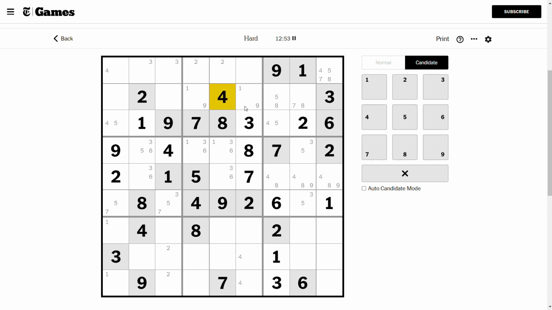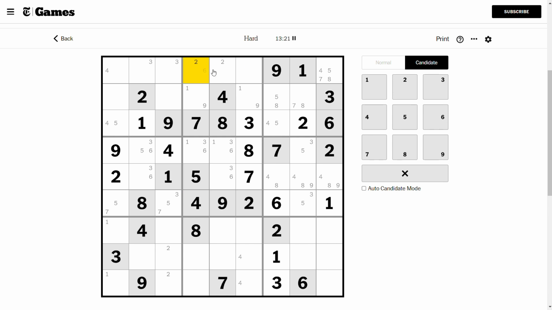Because in block 2, both 1 and 9 still need to go somewhere, and they cannot go into these 3 cells up here because they see 1 and 9. So only 2 open cells are available for both 1 and 9, so these 2 cells form a 1, 9 pair and eliminate all other digits from these 2 cells. That means the 3 open cells up here form a 2, 5, 6 triple.